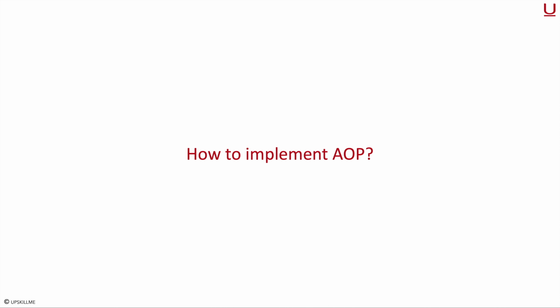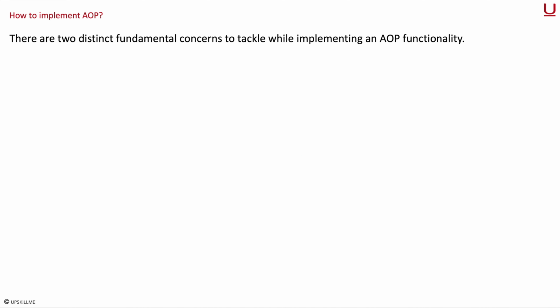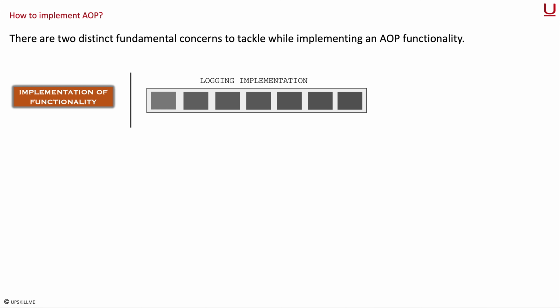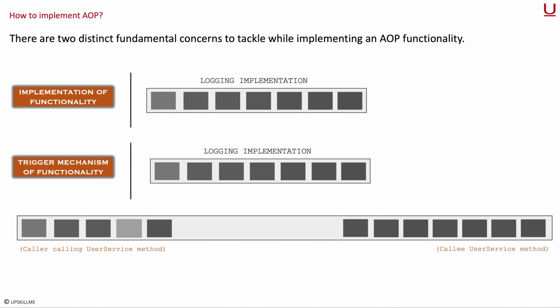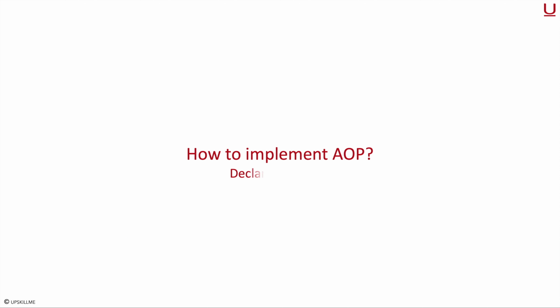Let us understand AOP implementation in more detail. There are two distinct fundamental concerns to tackle while implementing an AOP functionality. First one is the actual implementation of the functionality. Here in this case, it is the logging implementation. And the second is the trigger mechanism of the functionality. Spring AOP supports method invocation join points, meaning AOP functionality can only be triggered if the corresponding method on a Spring Bean is called, as this animation shows. We will learn about both of these concerns in detail in this section, but first let us understand how to declare aspects.